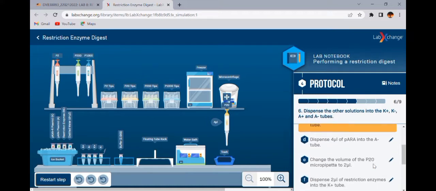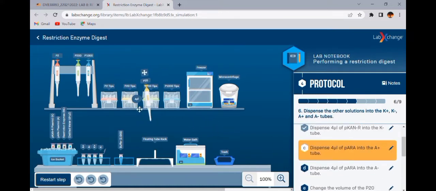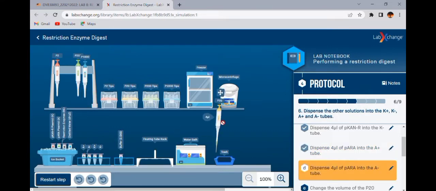Next, dispense 4 microliter of pARA-R into the A+ tube, and dispense 4 microliter of pARA-R into the A- tube.